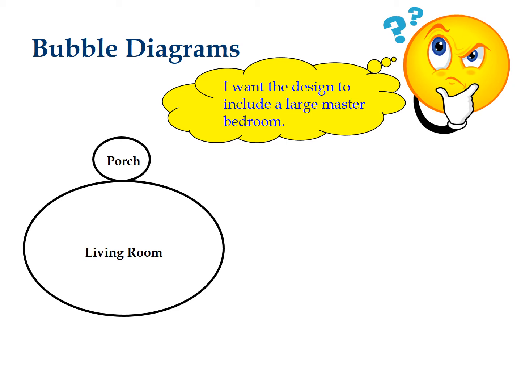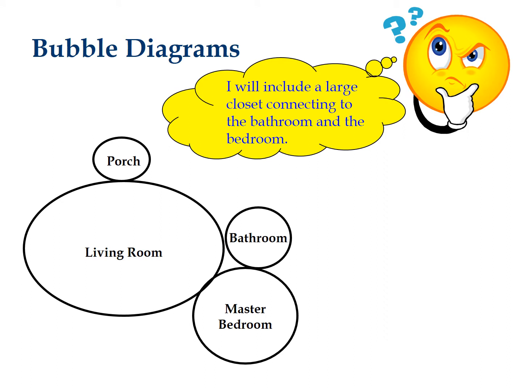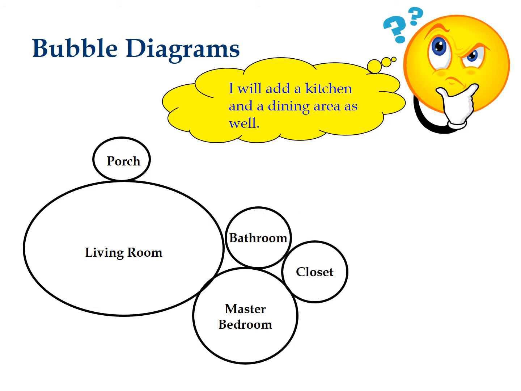And then maybe you want to locate where you would want to place the master bedroom. And of course, it would be a good idea to locate a bathroom near this master bedroom. And then maybe you want to include a closet that is connected to the bathroom and the bedroom. And then you would want to locate where you would want to have a kitchen and a dining area.